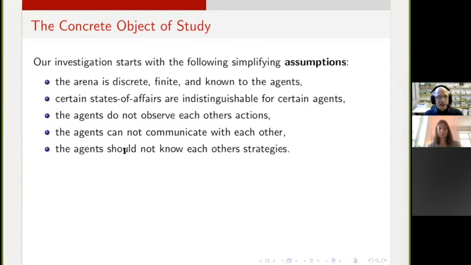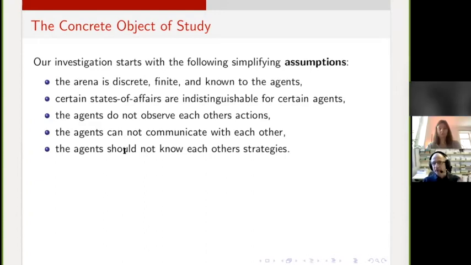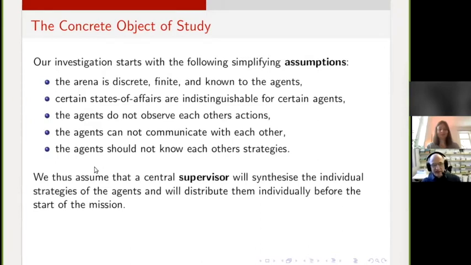This is important, for example, when an agent recomputes the new knowledge state. Assuming that I don't see the actions of my partners, if I knew their strategies, I could restrict the set of possible actions that they may do, and I would get more precise knowledge about the next state of affairs. Initially we will impose all these restrictions, and later we will relax them one by one. So essentially, for the agents to synthesize strategies, we assume there is a central supervisor that will devise all individual strategies, one for each agent, and distribute them among the agents.